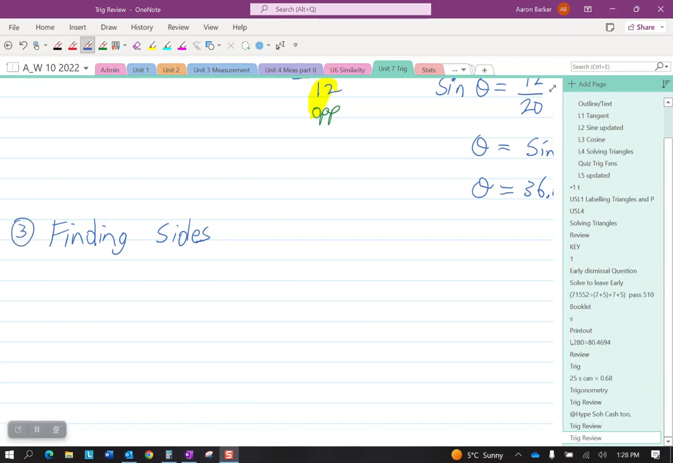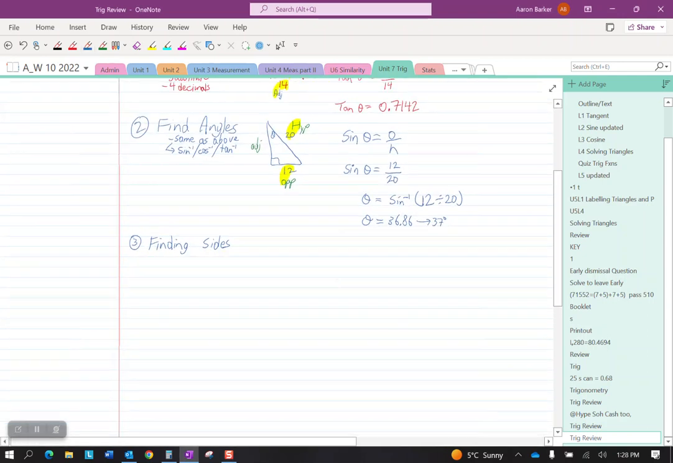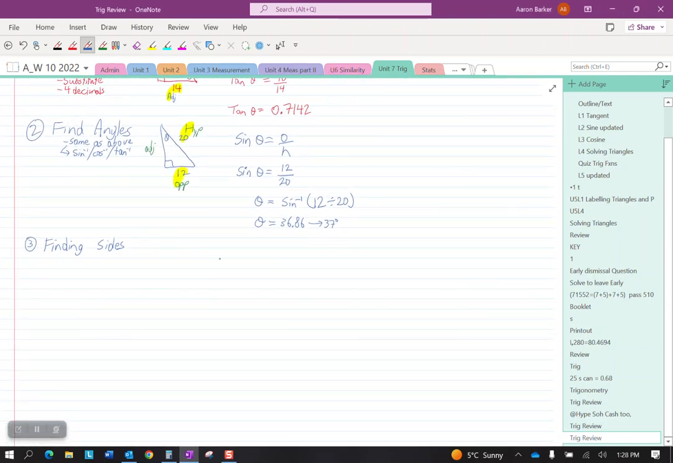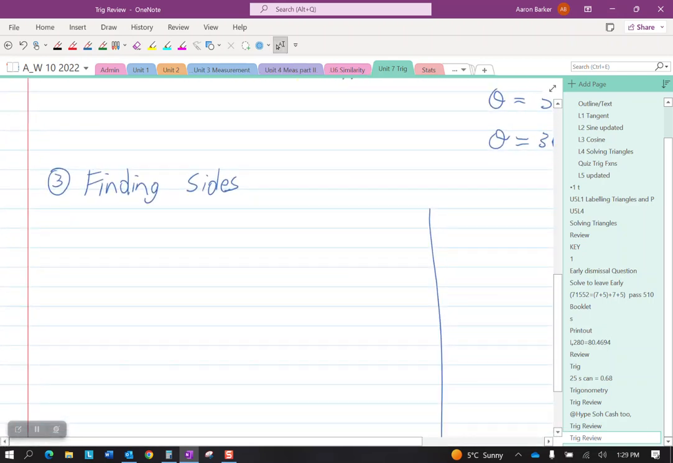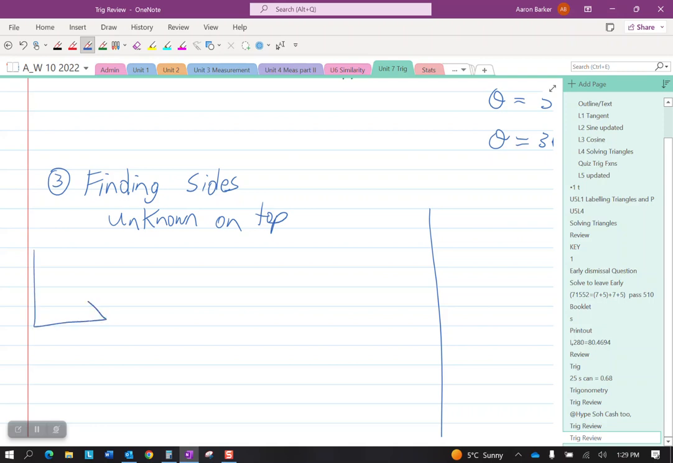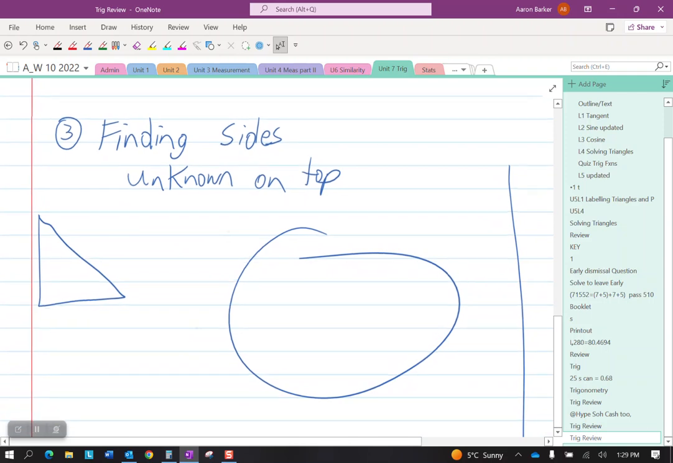So finding sides, we're going to divide our page into 2 now. The first thing that we looked at, or the easier part, is when the unknown is on top. So we're going to do a triangle, then we're going to do work either beside it or below it. So try and plan accordingly. I'm going to do my work over here, but you can also do your work below it if you need to.